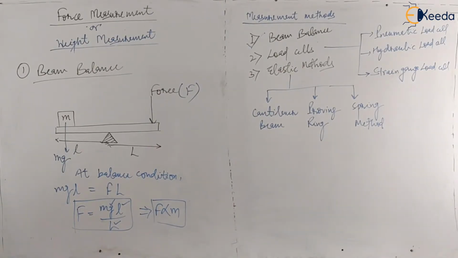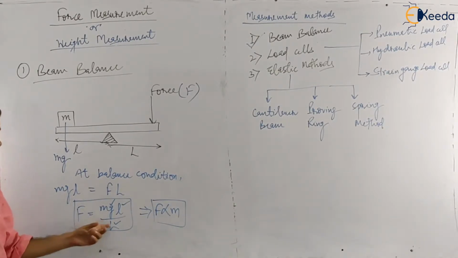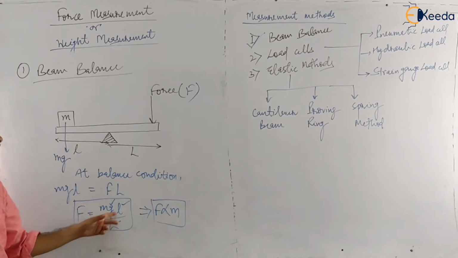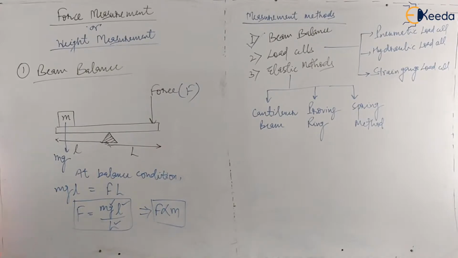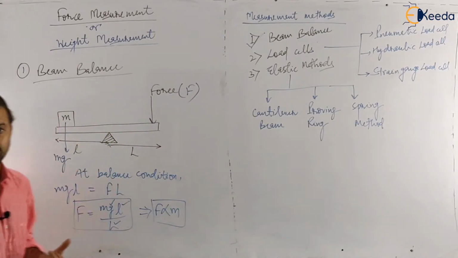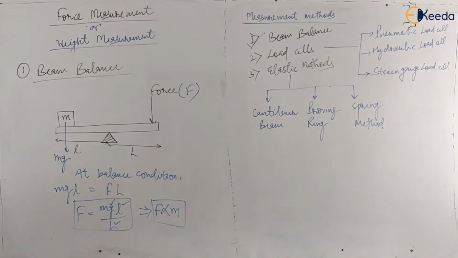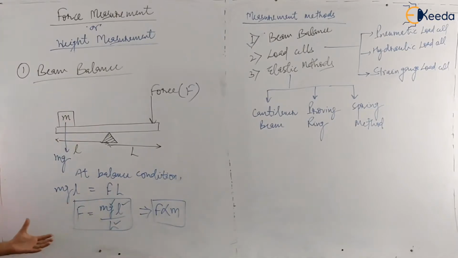So at balance condition, mg into small l will be equal to F into L. So F from here will be mg small l divided by capital L. These quantities are constant: capital L, small l and g. So force will be directly proportional to the mass. So we have the advantage here that the relationship between force and mass is linear. So this is your beam balance method.